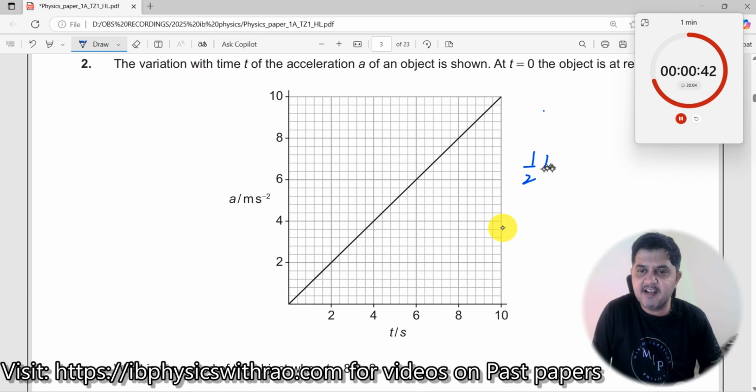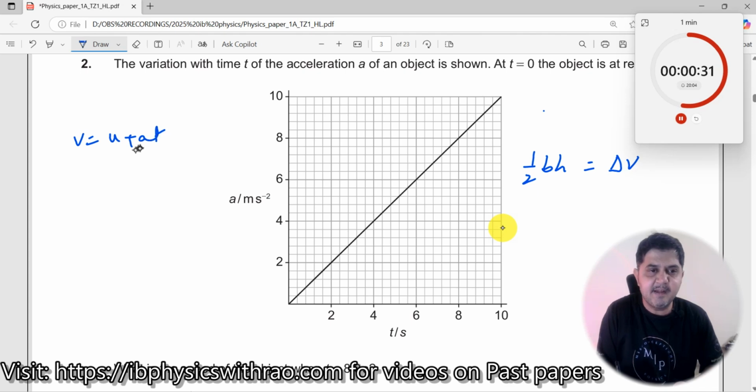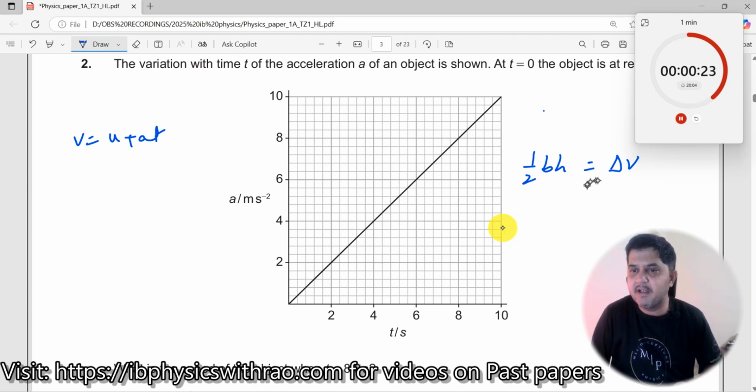Area is given by half base times height, which gives you the change in velocity of the particle. Therefore, you cannot directly apply your v equal to u plus at equation. The reason is that this can be applied only when the acceleration is constant. See, the acceleration is varying here. In that case, by graphical measure, we have to find out this value.